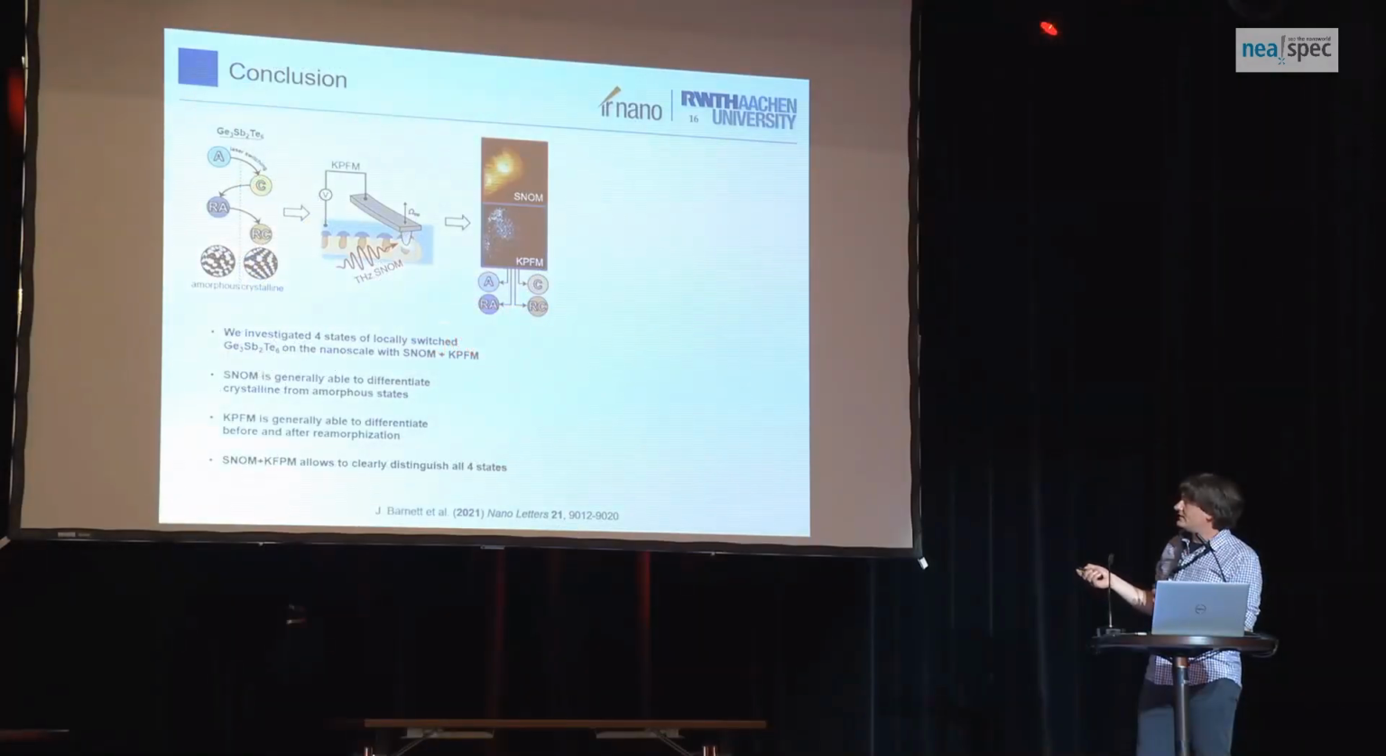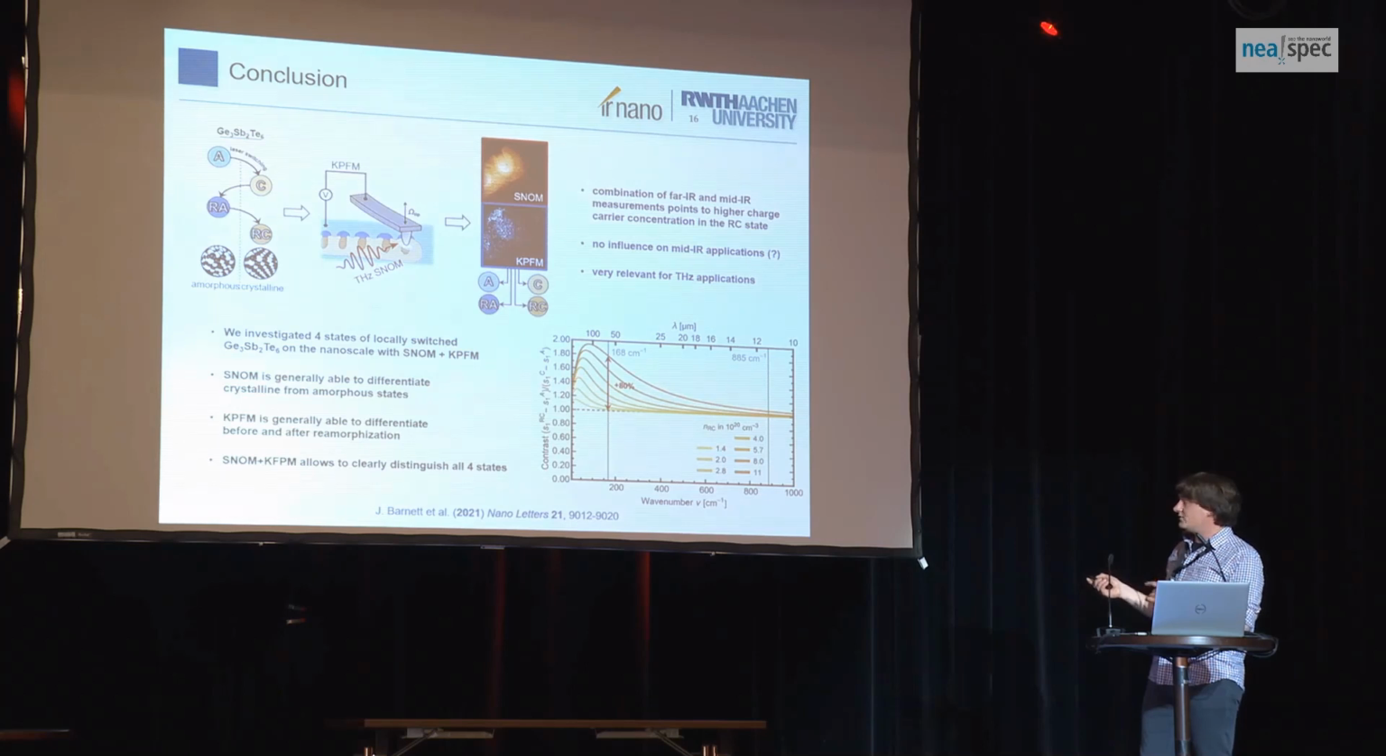And to give you the conclusion, we investigated these 4 states of optically switched GST on the nanoscale with SNOM and KPFM. And SNOM is generally able to differentiate crystalline and amorphous very well, also in the mid-infrared, and especially well in the far infrared, and there also these different charge carrier concentrations. And KPFM is able to differentiate between before and after melt quenching, and the combination allows us to distinguish all 4 states. And then combining the 2 frequency regions, far and mid-infrared, actually allows us to identify this charge carrier contribution, which could be explained by a rise in charge carrier concentration of 1 order of magnitude.